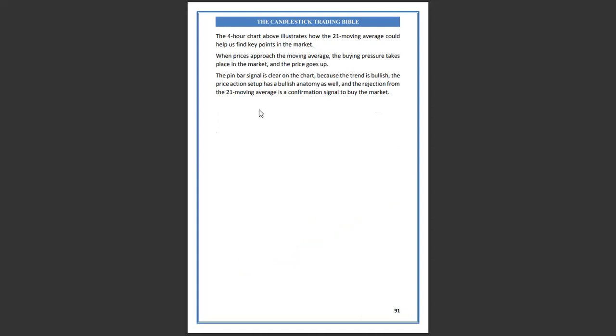When price approaches the moving average, buying pressure takes place in the market and the price goes up. The pin bar signal is clear on the chart because the trend is bullish. The price action setup has a bullish anatomy as well, and the rejection from the 21 moving average is a confirmation signal to buy the market.